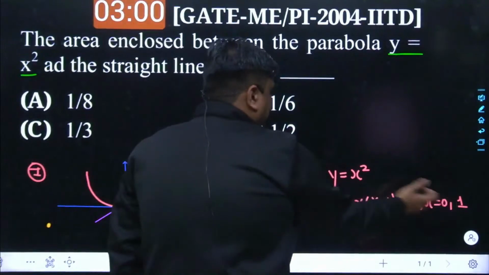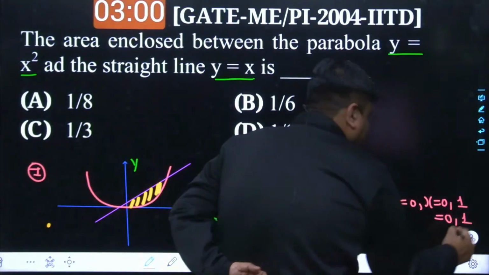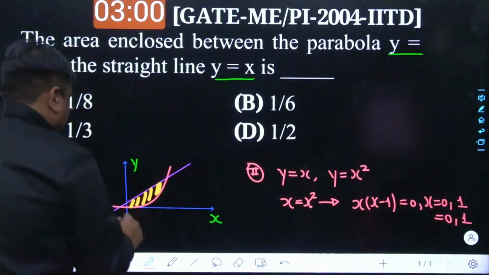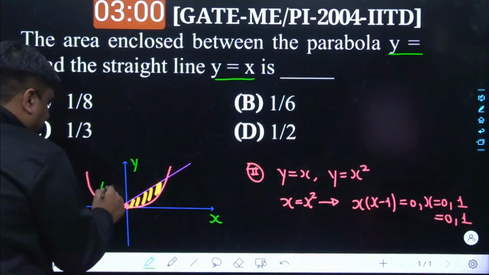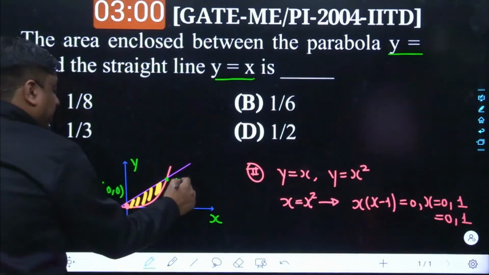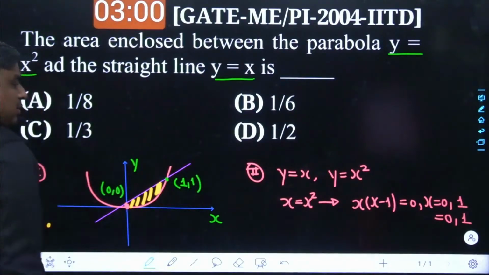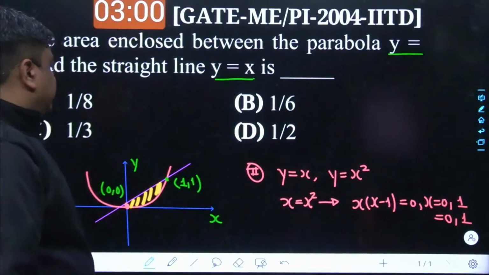So you can feed in either of the equations and you will get 0 on behalf of 0 and 1 on behalf of 1. Anyways, if you focus on this curve, it is pretty sure that one intersection point is at the origin and the other intersection point is at the point 1 comma 1. This must be approached at the very beginning.